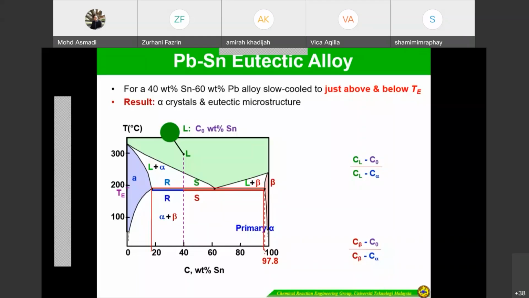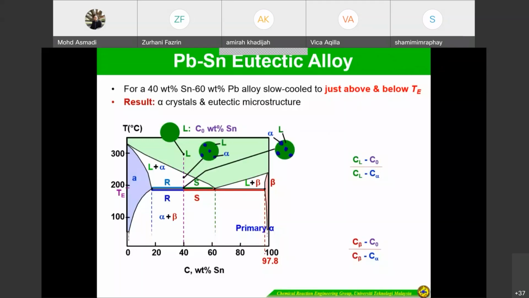This one is the solidus line. Sorry, this one should touch liquid, because it's just above. Okay, just above. If just below, alpha and beta. So if you calculate alpha and beta, this is a microstructure development. Okay, this is just below.